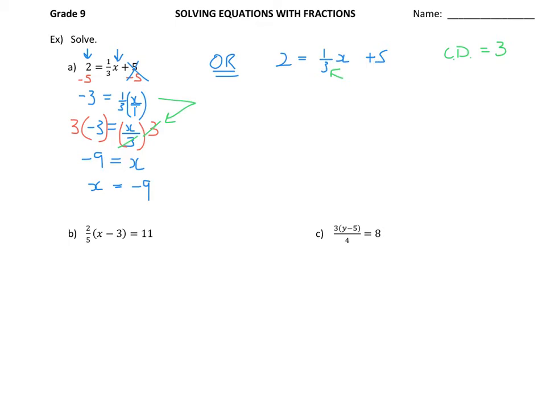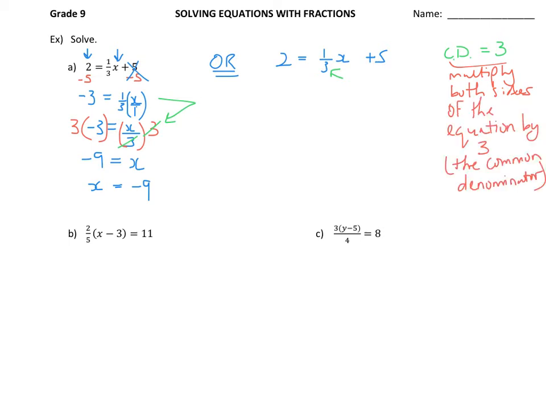We're going to multiply both sides of the equation by the common denominator. Sorry for all the clicking here. I'm just going to put on pause and write that in and then push play again. Okay, so we're going to multiply both sides of the equation by 3, which really is the common denominator. So that'll become important with other questions that we do.